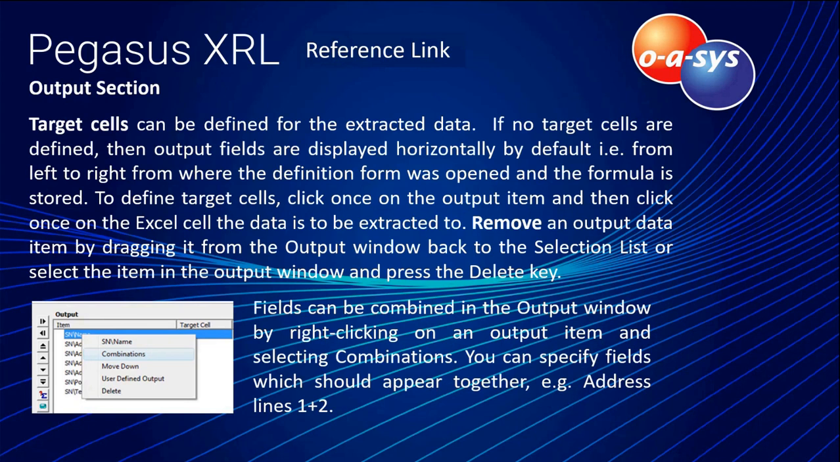Fields can also be combined in the output window. So by right clicking on an output item and selecting combinations, you can specify fields which should appear together. So for example, address fields line 1 and line 2 could be amalgamated into one output field.